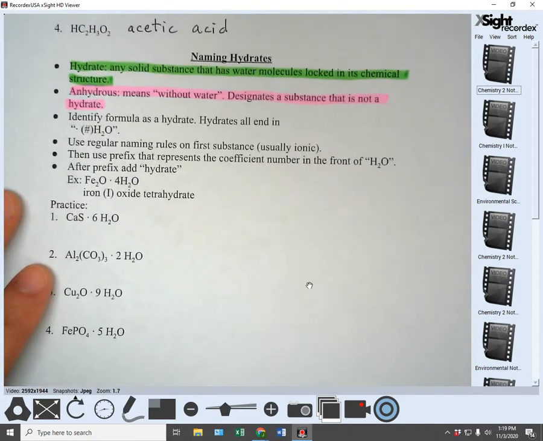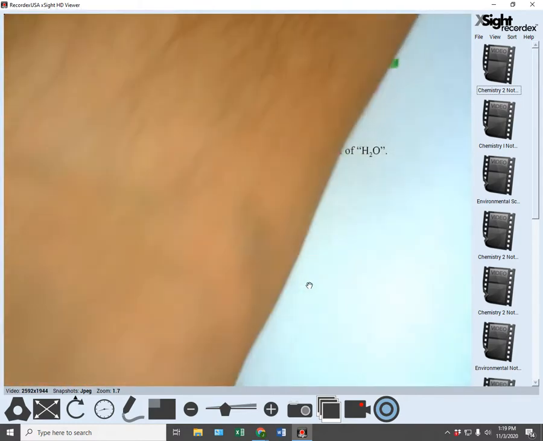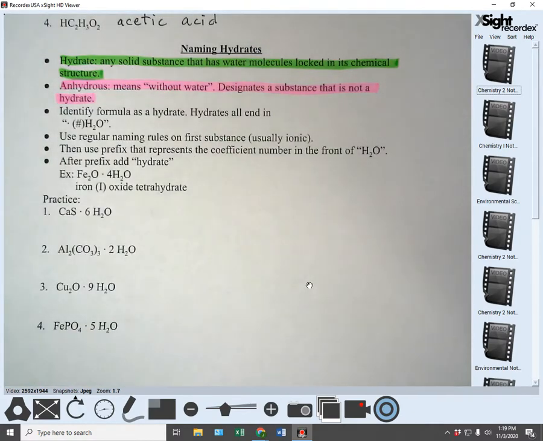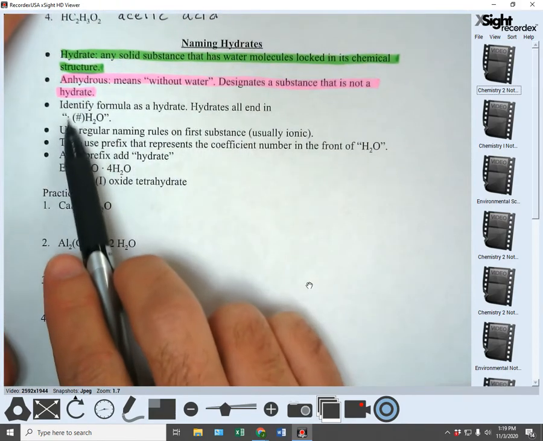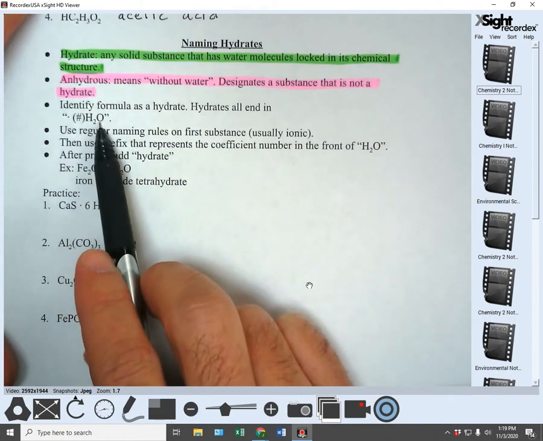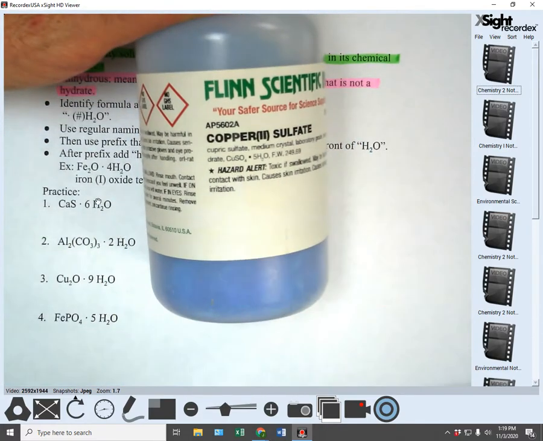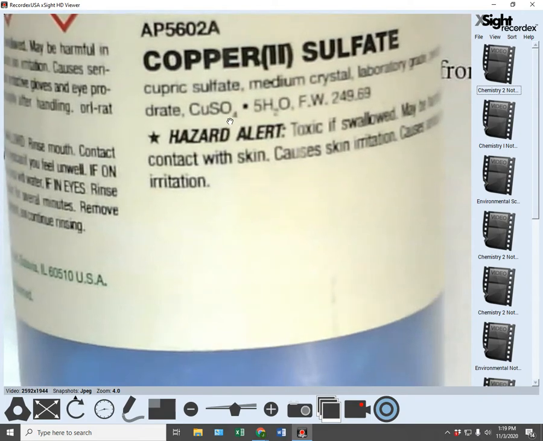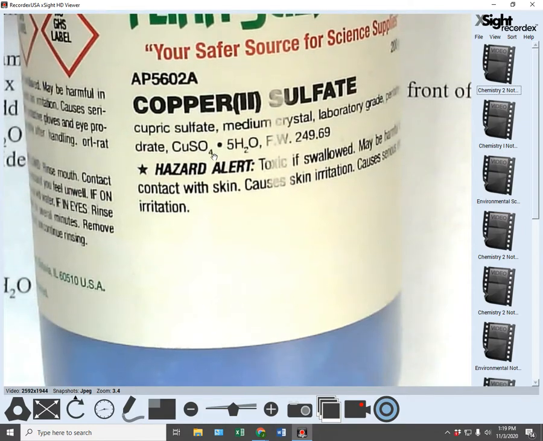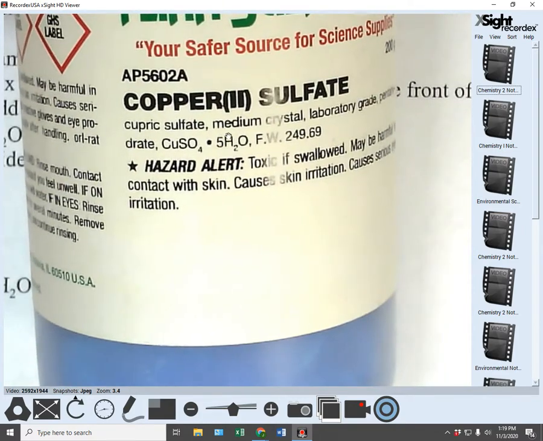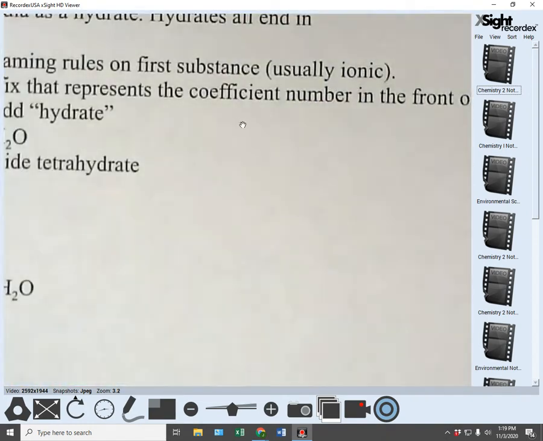So hydrates. You first obviously would have to identify the substance as a hydrate. Okay, the way that you do that when you're looking at the formula is all hydrates end in a dot, a number, and then H2O. So like if we looked at this, you see the formula, it's kind of fuzzy, but you get the idea. There we go. CuSO4.5H2O. This tells us that this is a hydrate. Okay. All right.